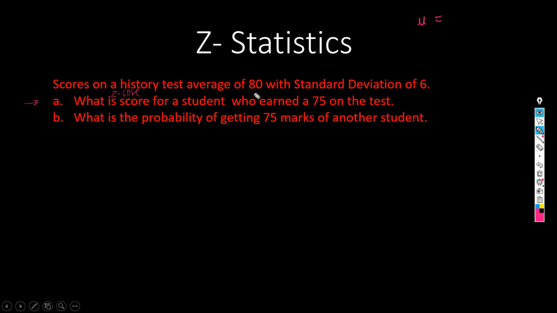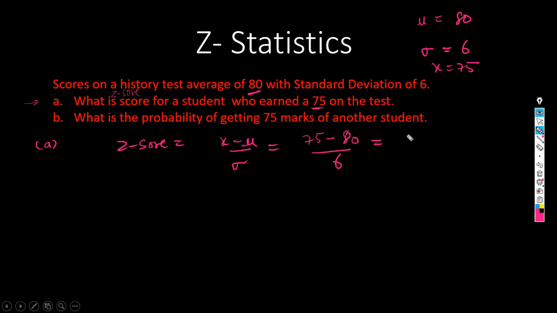Try to observe: the average is 80, right? The standard deviation is 6, right? We have to find this for the students who earned a 75 on the test, so x equals 75. It is the Z score that we have to find, and we know the formula: x minus mu upon sigma. Putting in the values, 75 minus 80 upon 6, it will be minus 5 upon 6, which is minus 0.83.